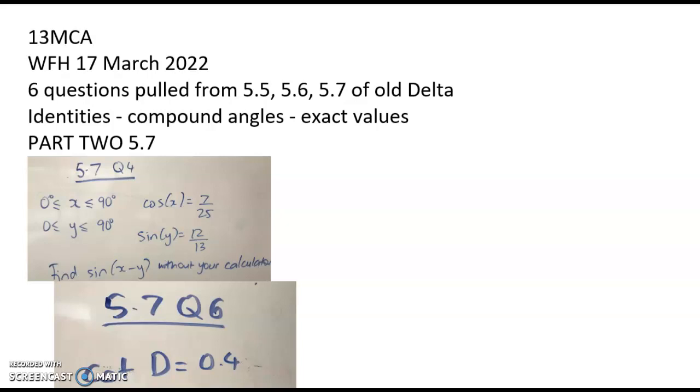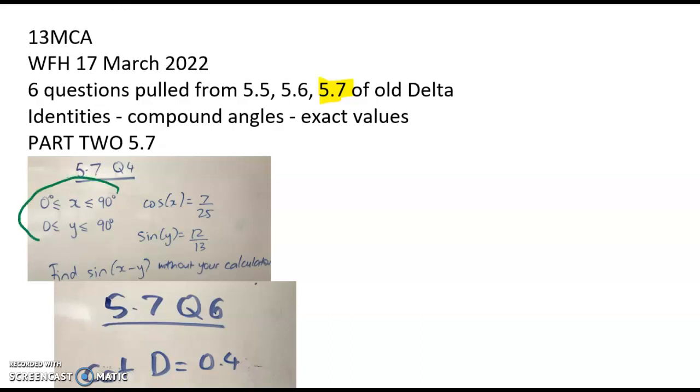So in the first video, I got through the questions from 5.5 and 5.6, but I didn't manage to do these two really nice ones from 5.7. What we're looking at here is how we can use compound angle identities to help us when we're given a little bit of information about another trig thing. So what we're going to do is work with exact values, so you can put your calculators away and get your brains ready to go.